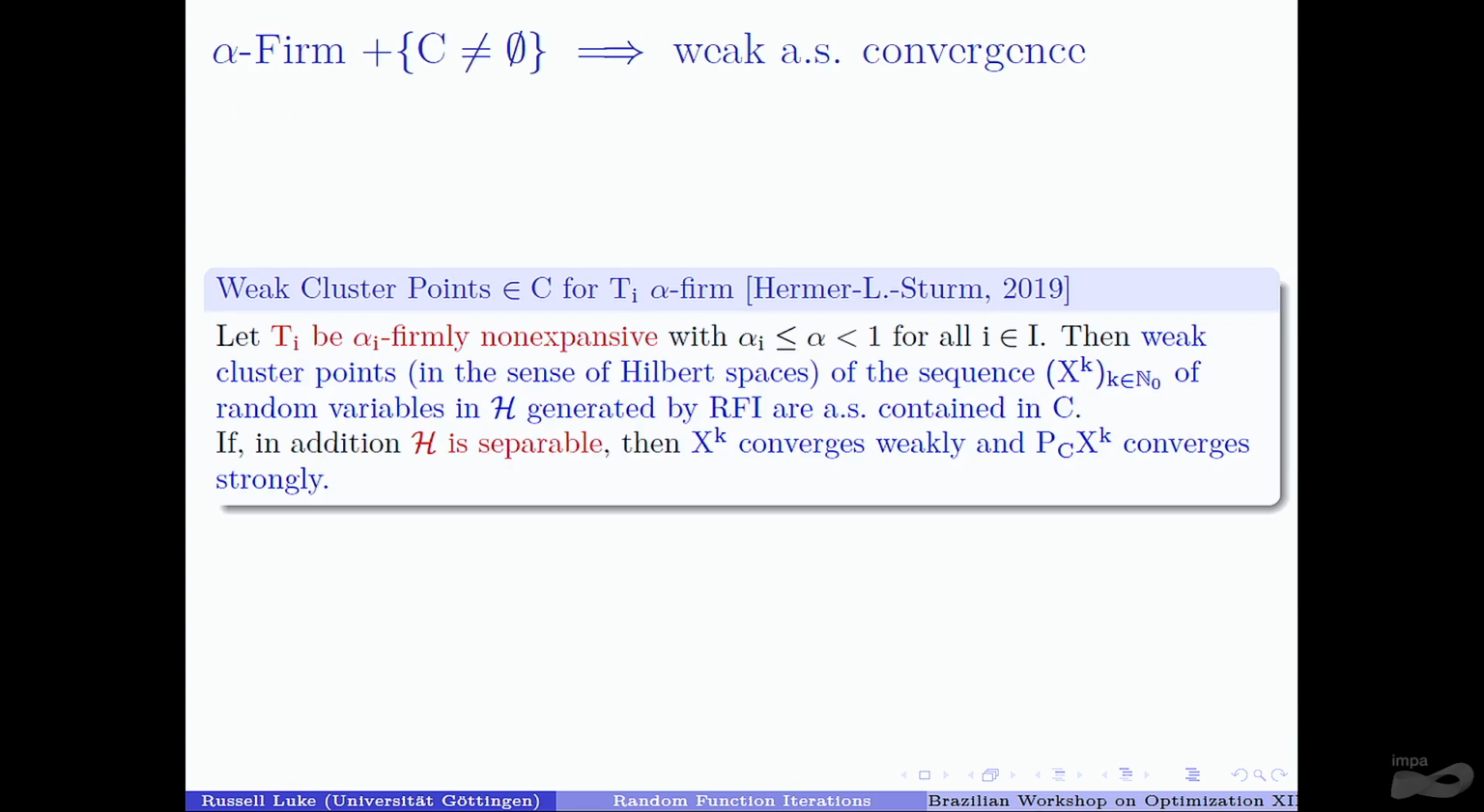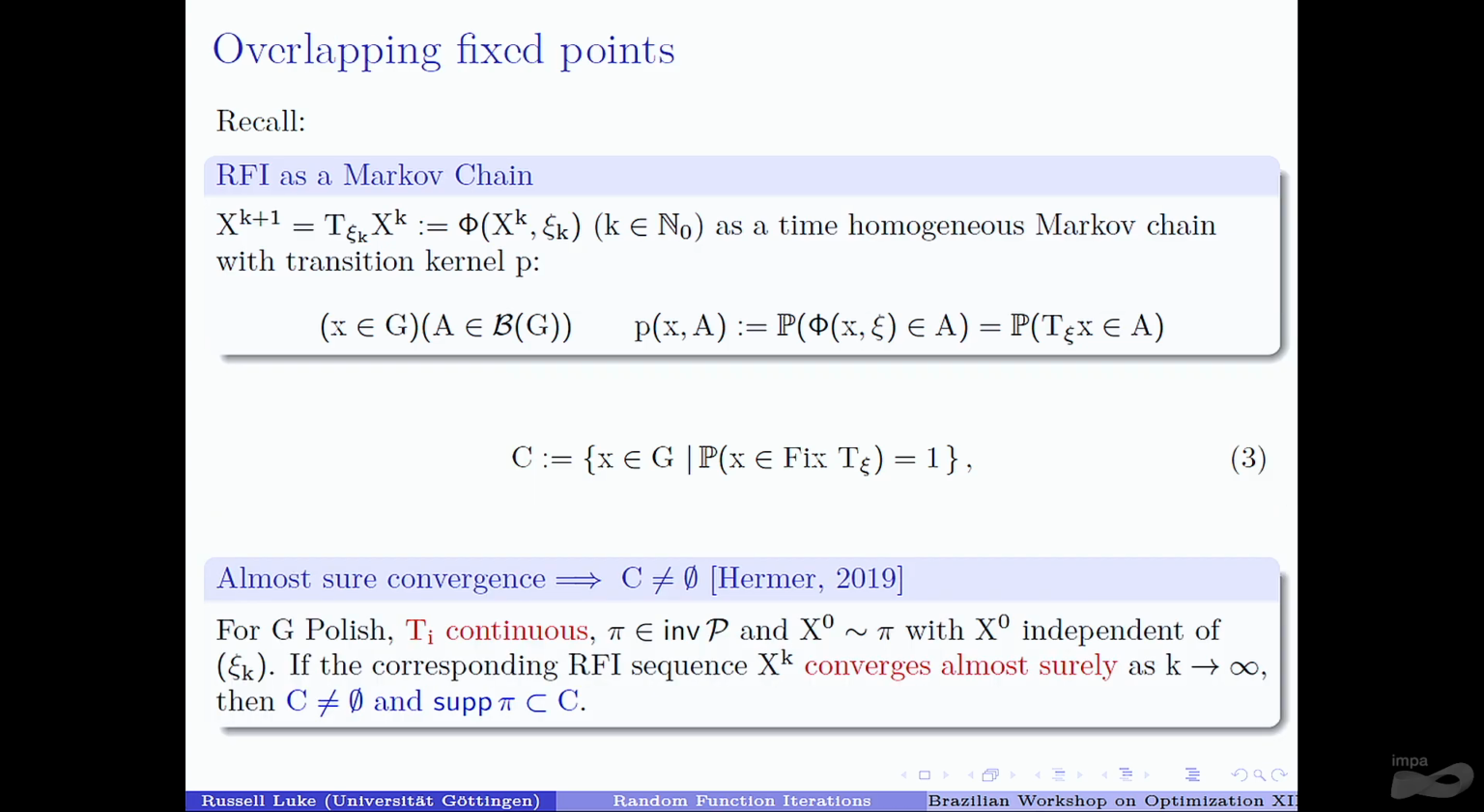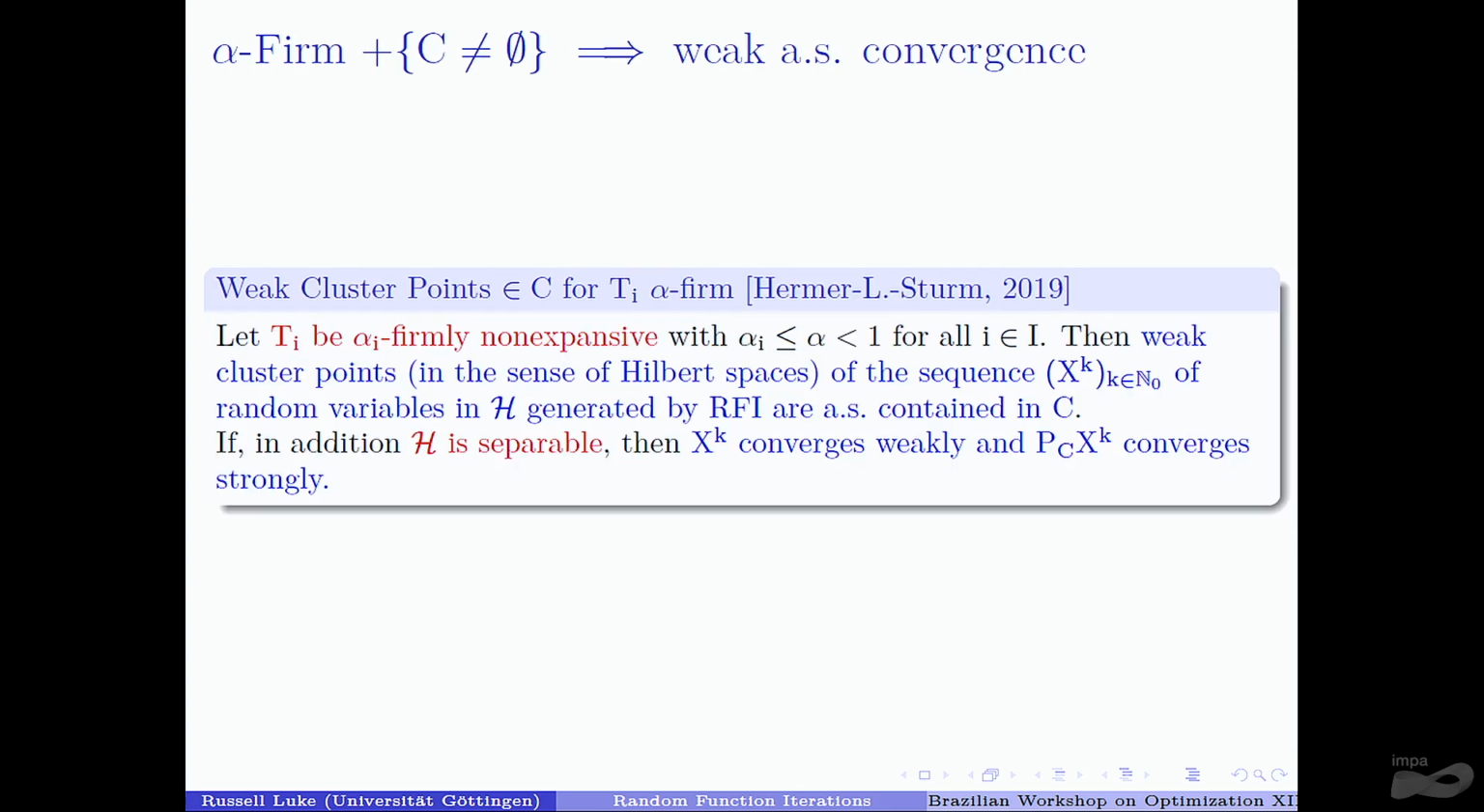Sorry. The other result we have is that if we now up the regularity of these mappings to alpha-firmly non-expansive, and we could have an uncountable set, so I need to bound all of these away from one, then the weak cluster points of the sequence of random variables in a Hilbert space generated by the random function iteration are almost surely contained in the set C. And if the Hilbert space is separable, then we have weak convergence of the sequence, and the projection onto the set C converges strongly.